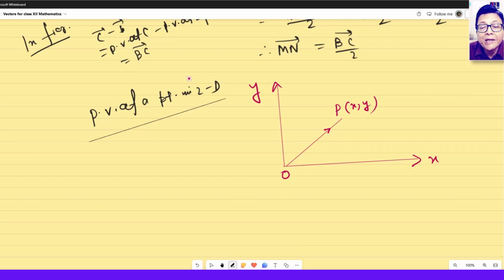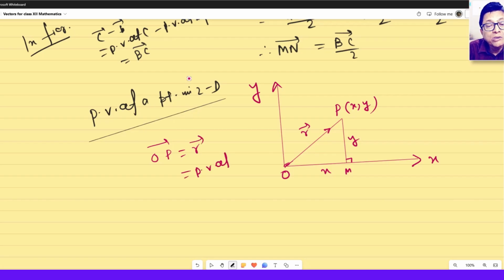So it will be enough to find the vector OP. You just draw a perpendicular here. PM is the perpendicular drawn. This is x, this is y. So OP equal to what? R, that is position vector of P. This is x i plus y j. We have done it before.